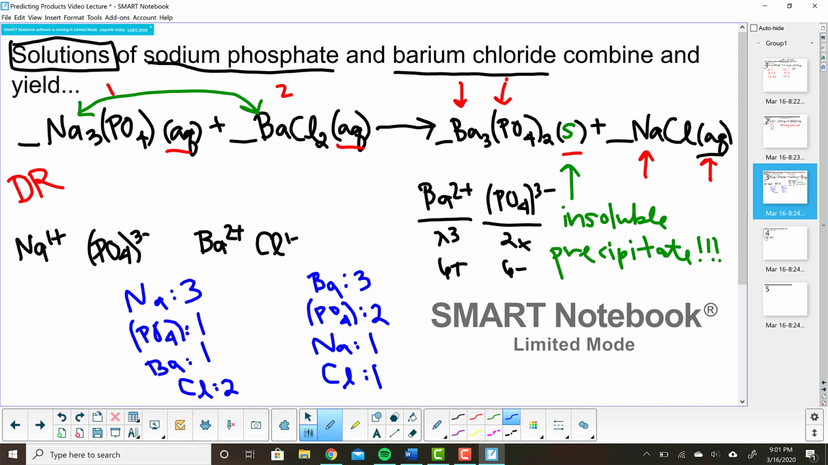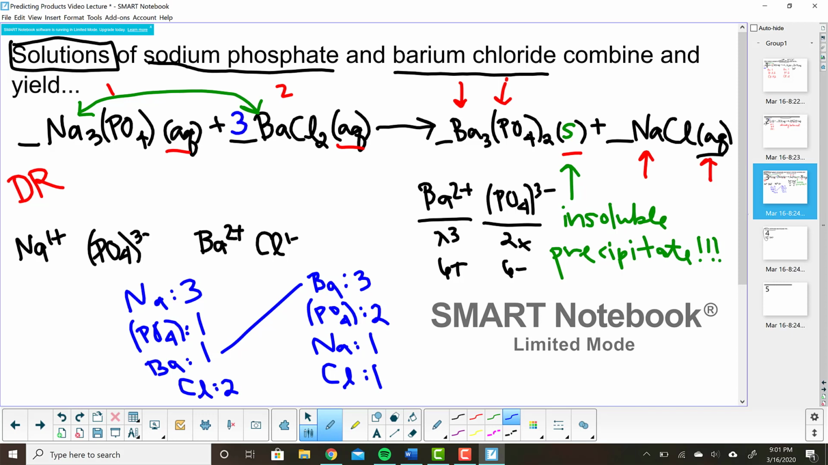So maybe you're really quick and you can see what needs to happen already. What I'm seeing is a lot of 3s and 2s. So I'm going to try to get everything to that common factor of 6. If I can get everything to 6, I think that'll work out the best for us. So I'm going to start by trying to balance these bariums. I have 3 bariums on the right. On the left, I only have 1, so I'm going to add a 3 here.